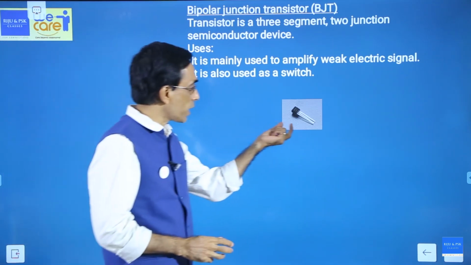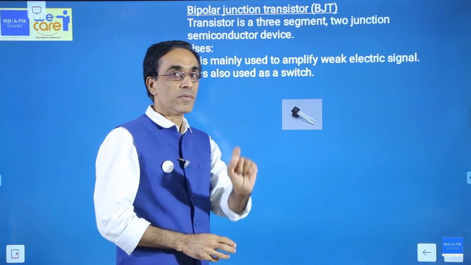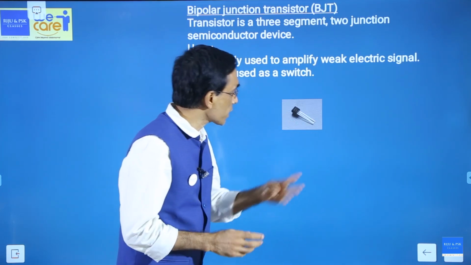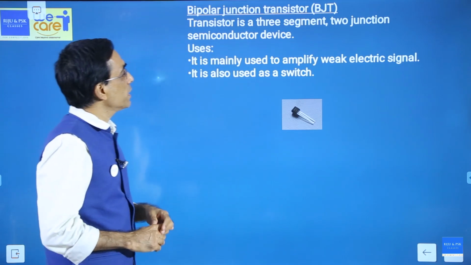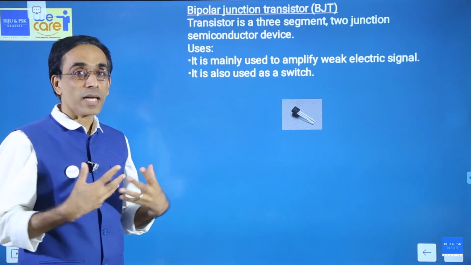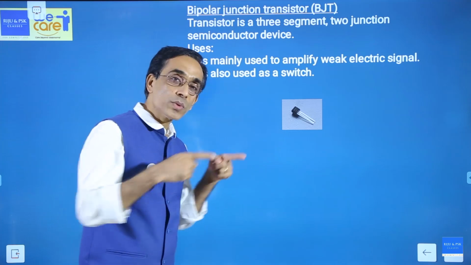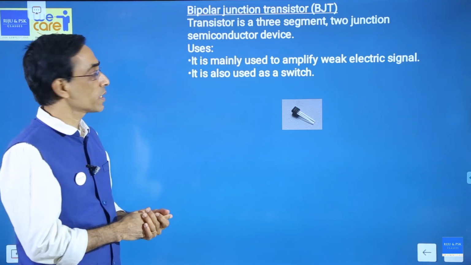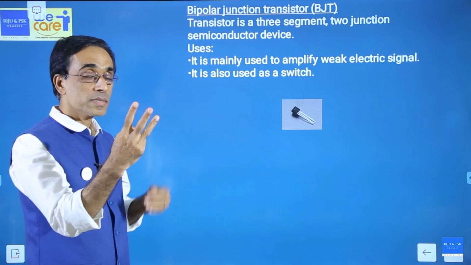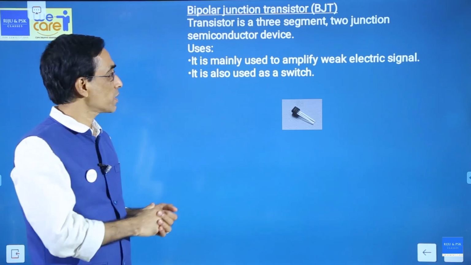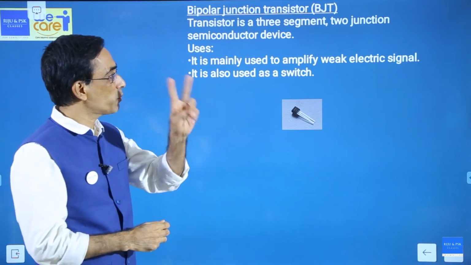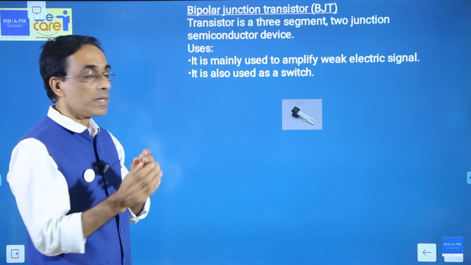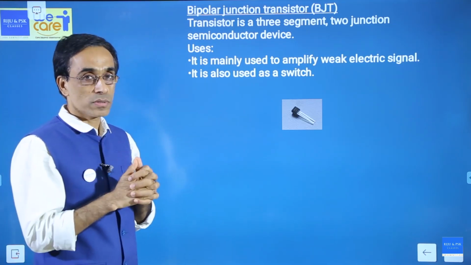You can see the small diagram here. It's a very tiny device with three connecting terminals. A transistor is a 3-segment, 2-junction device; each of these wires goes to a segment. It is used mainly for two things. One, to amplify weak signals. Second, it works as a switch.